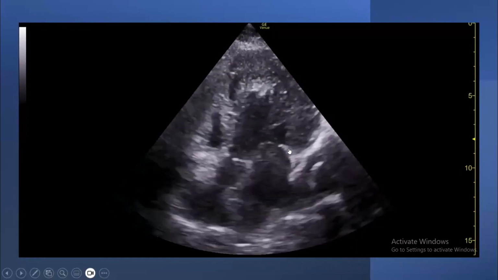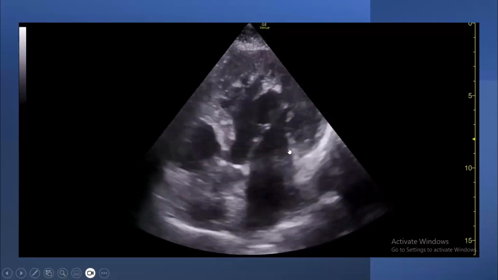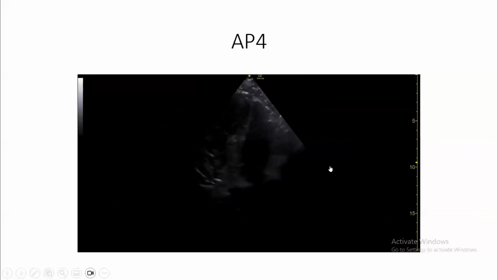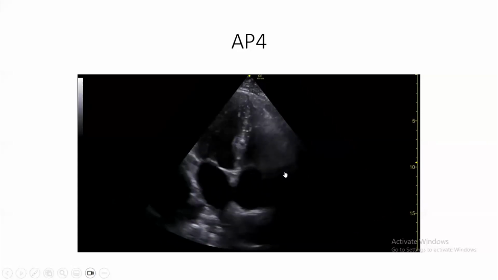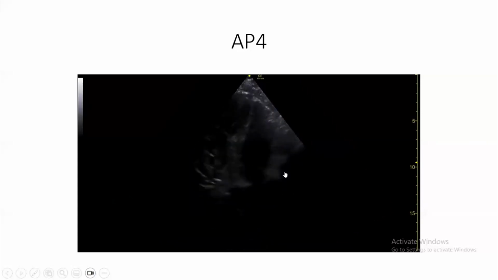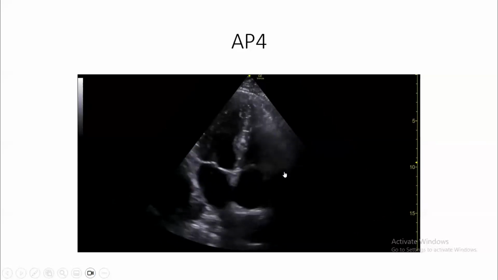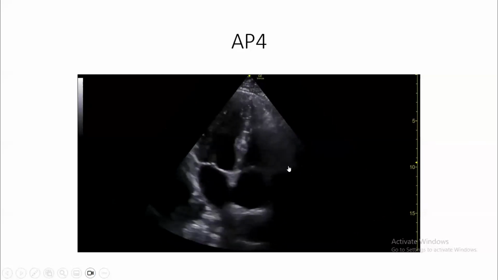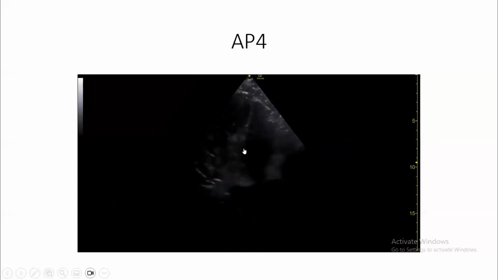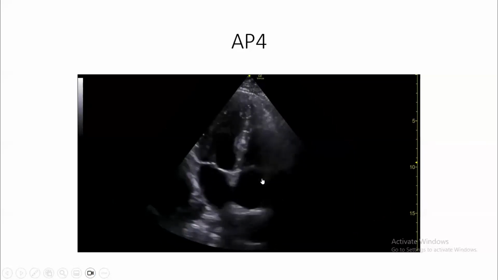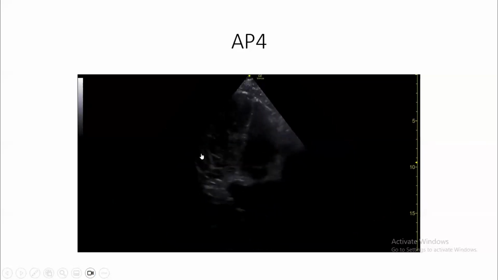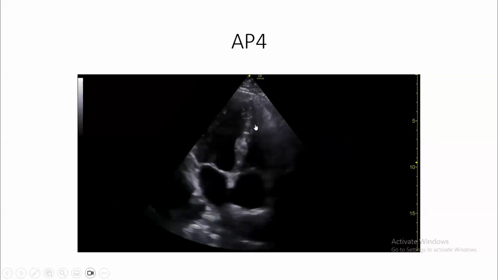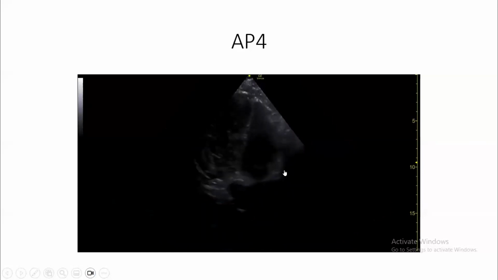From apical four chamber. Okay, apical four chamber view. This is another patient. Apical four chamber, the operator tried to adjust his hand by tilting, by rocking, but anyway, he gets the view, and you can see here what the abnormality is. We can see dilatation of the right ventricle, right? Dilatation of the right ventricle.